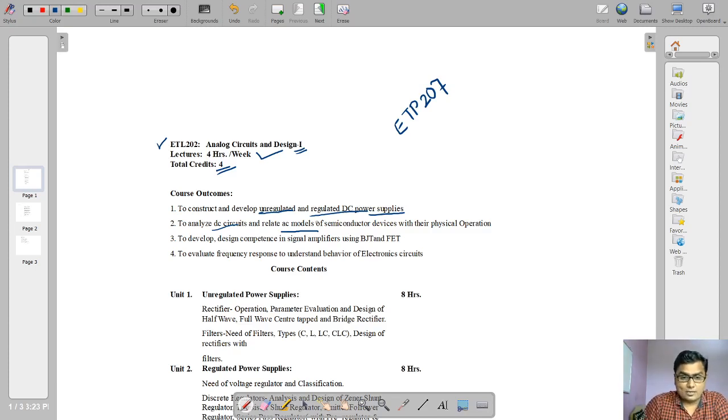The third outcome, the third gain, is that you will be able to develop and design signal amplifiers using BJT and FET. Now you have a background of basic electronics. You studied basic electronics in the previous year, that is in first year. So you know what is BJT and FET. If we are aware of BJT and FET from first year, now in second year we will design amplifiers using BJT and FET.